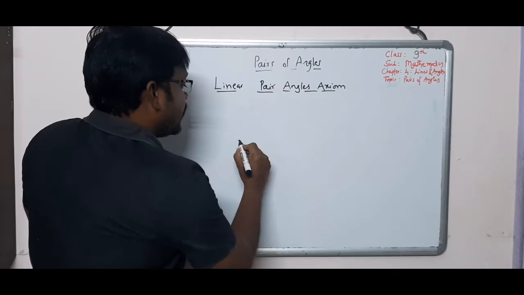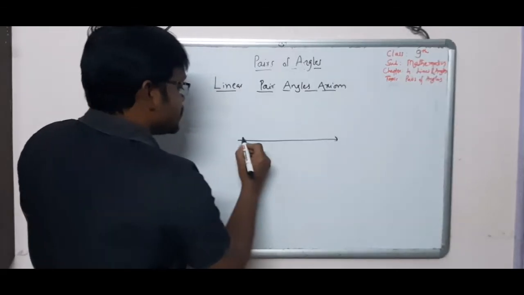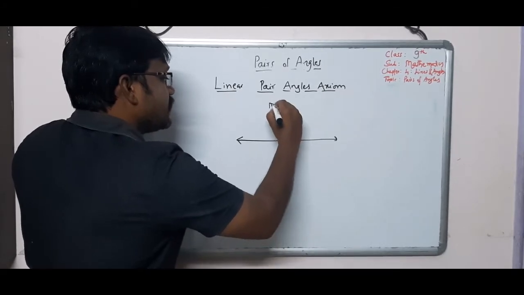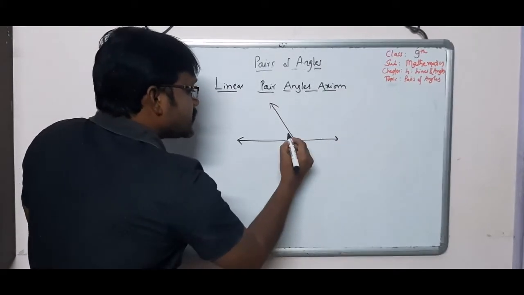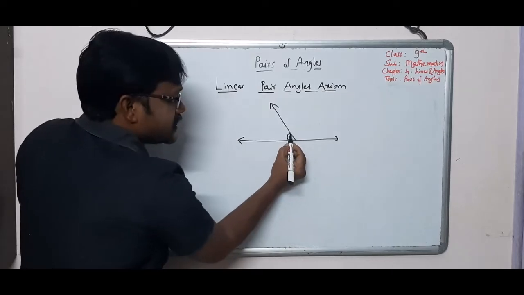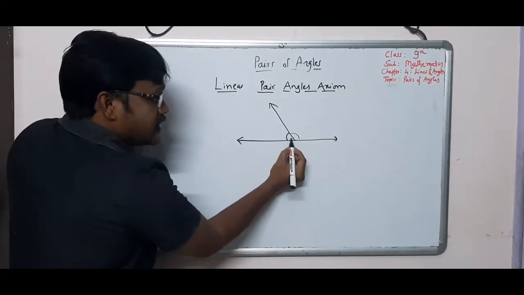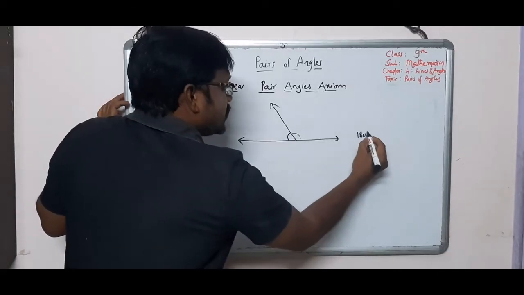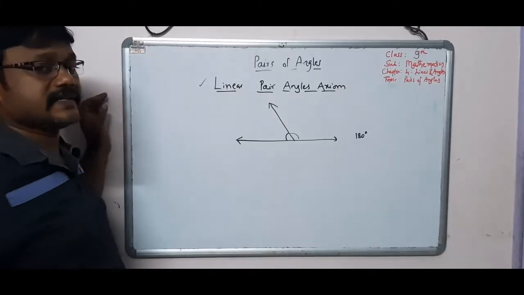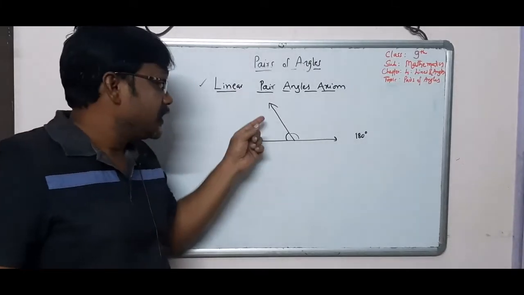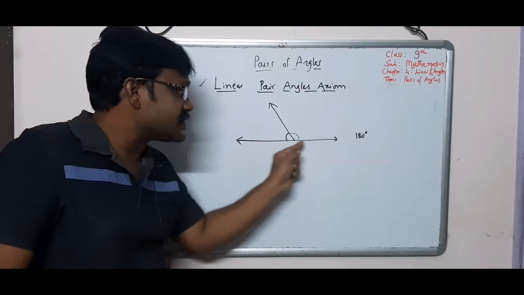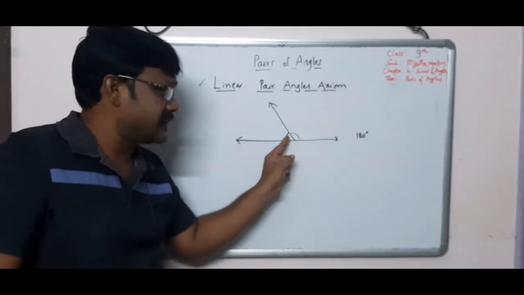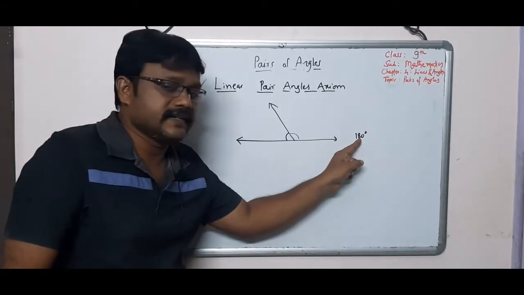Suppose a ray falls on a straight line, suppose this is a straight line, and a ray falls on it like this. Here is one angle and here is another angle, no doubt these two are adjacent angles. Then the sum of the two adjacent angles will be 180 degrees. This is the linear pair angles axiom. Let me state it once again: if a ray falls on a straight line, then the sum of the adjacent angles so formed is equal to 180 degrees.